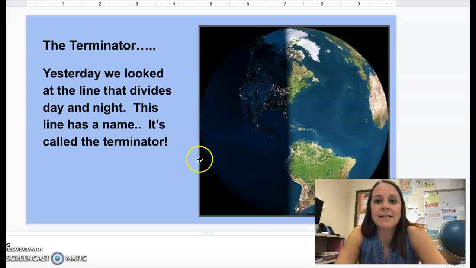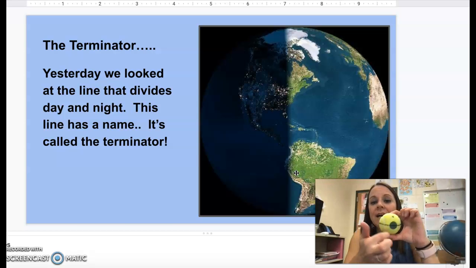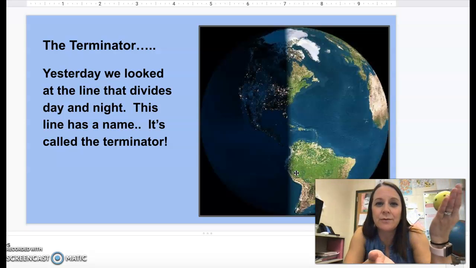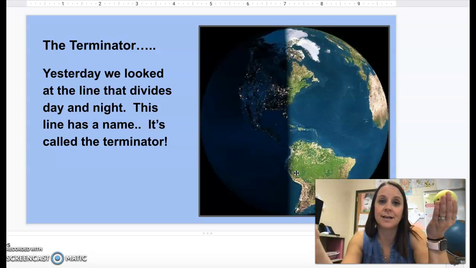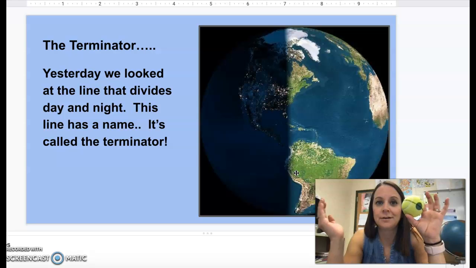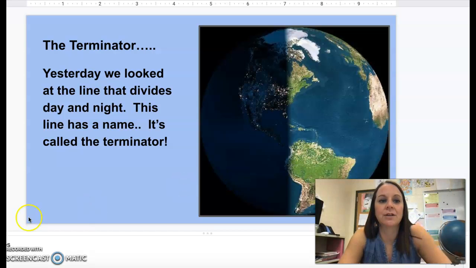A new word we're going to look at today is the Terminator. We know that one half of the Earth is illuminated by the sun and the other half is in shadow. The line that divides the two is what we call the Terminator. Now in real life, it doesn't go from complete light to complete dark; there's a general fading of light. But when we look at it from space, we do see a line, and it looks similar to the one in the picture here.